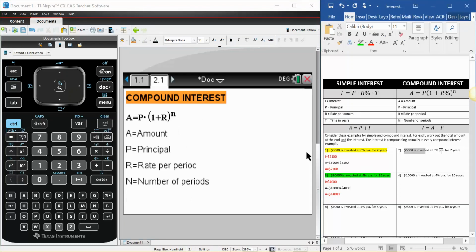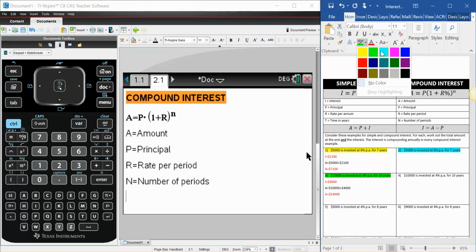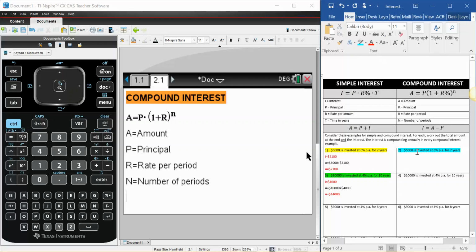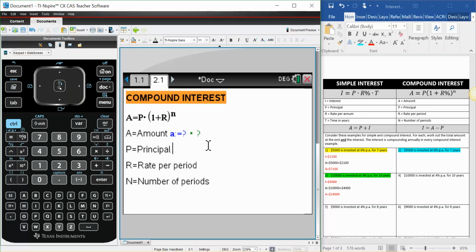We're going to talk about the same question as we did in the simple interest video, this time for compound. So $5,000 is invested at 6% per annum for 7 years. This time, the total amount is going to be worked out. So again, we go to a math box and we define A with a dot equals as the question mark. We're going to try and work out what the total amount is.